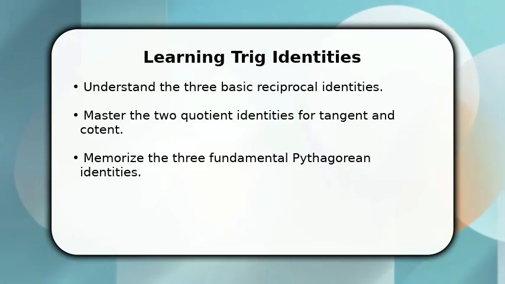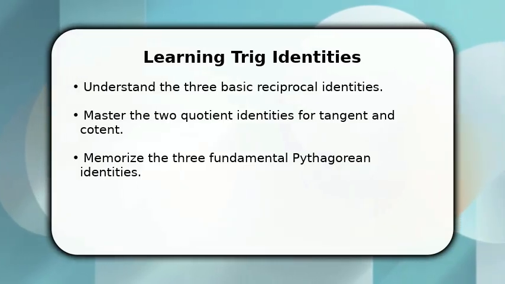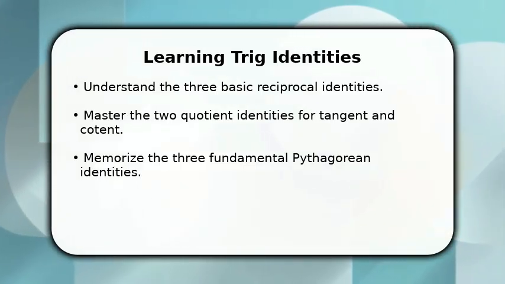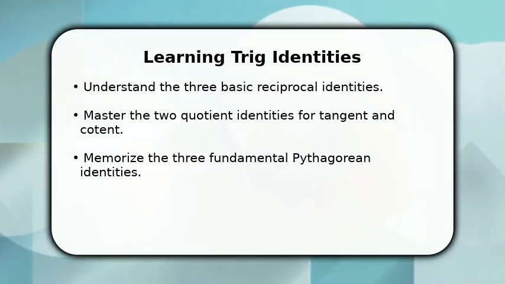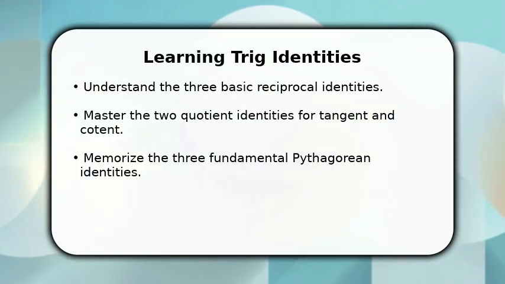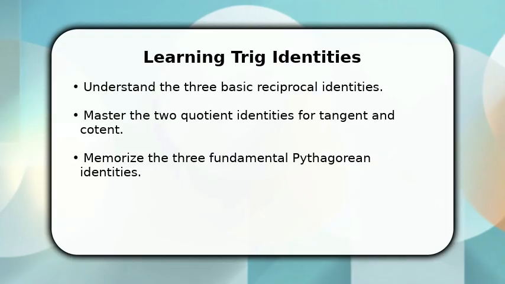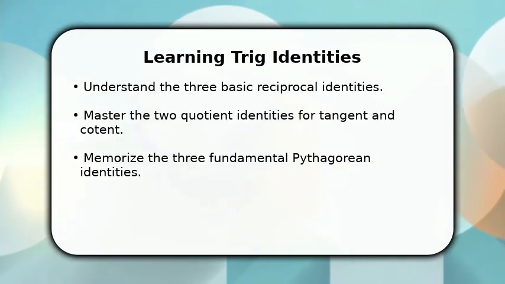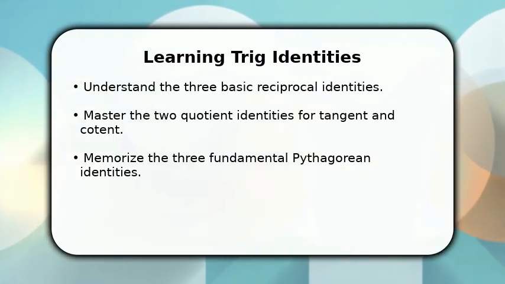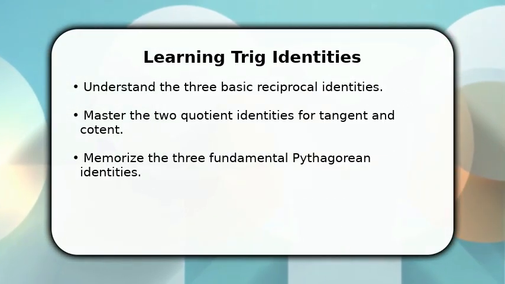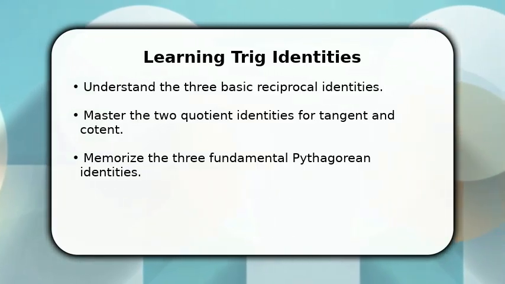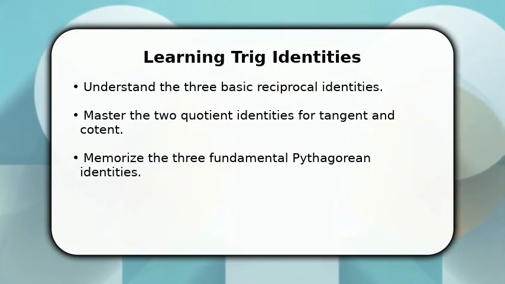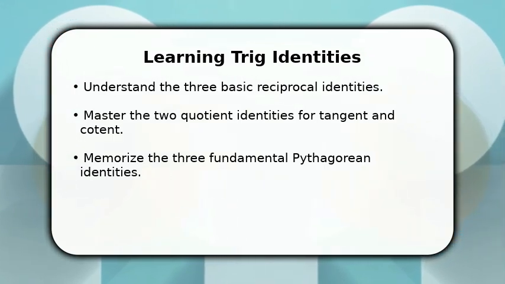In this video, I will explain how to learn trig identities. We'll start by building a strong foundation. First, grasp the three reciprocal identities, like cosecant being 1 over sine. Next, master the two quotient identities, which define tangent as sine over cosine and cotangent as cosine over sine. Finally, commit the three Pythagorean identities to memory, such as sine squared plus cosine squared equals 1. These 9 identities are absolutely crucial for all further learning.